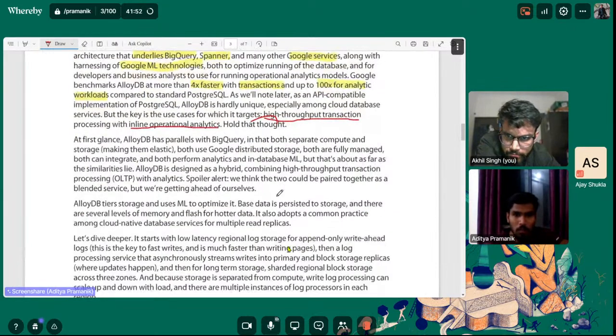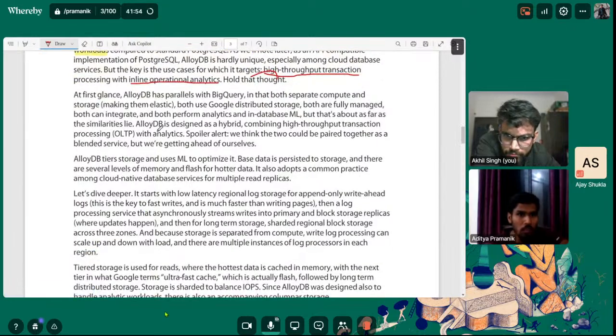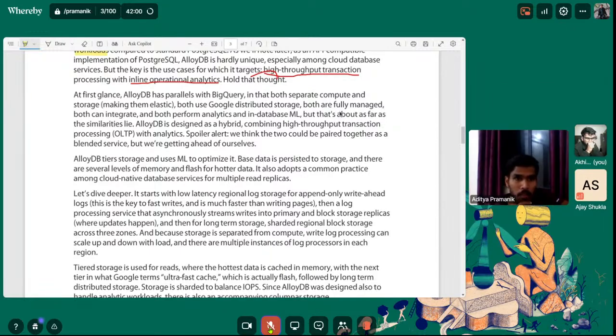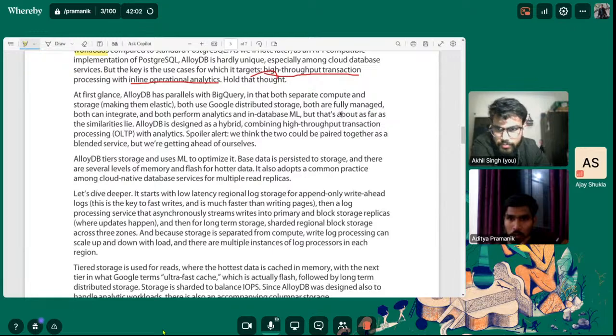Okay, no problem. So let's move further. At first glance, AlloyDB has parallels with BigQuery. They both separate compute and storage, making them elastic. Both use Google distributed storage. Both are fully managed, can integrate, and both perform analytics and in-database ML. But that's as far as similarities go. AlloyDB is designed as a hybrid, combining high throughput transaction processing with analytics. Spoiler alert: we think the two could be paired together as a blended service, but we are getting ahead of ourselves.